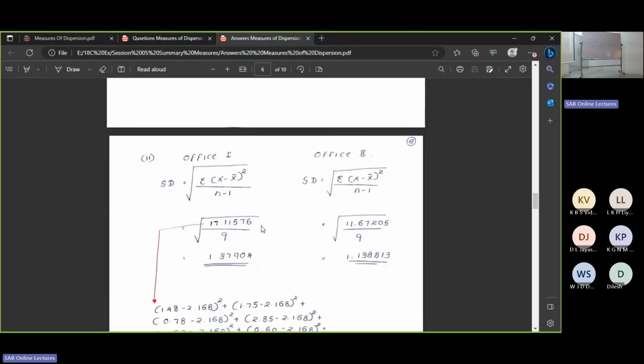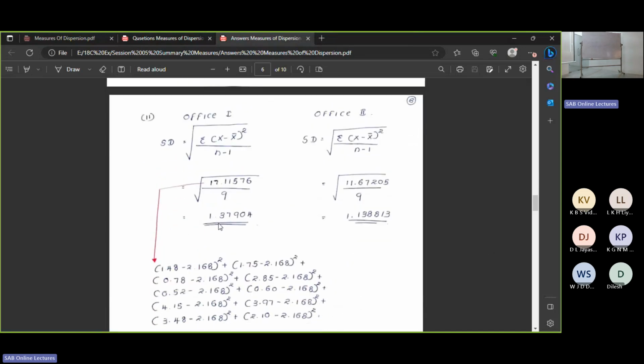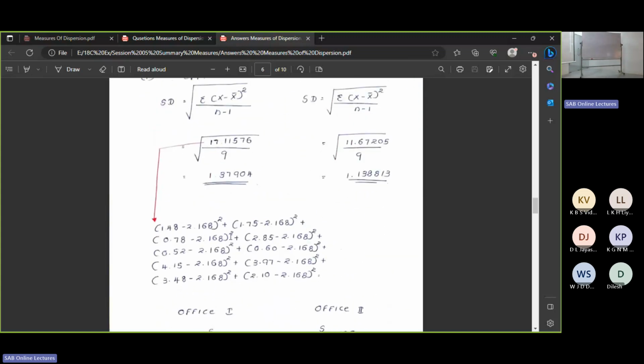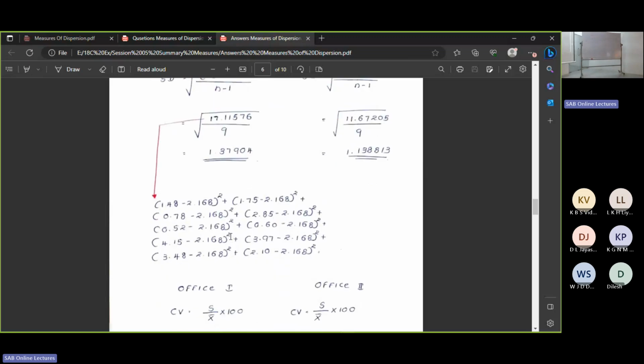Standard deviation of this one 1.379, of this two 1.138. Then I will show manually all the steps in here, how we get this value. Okay, then I will upload that one to the LMS.